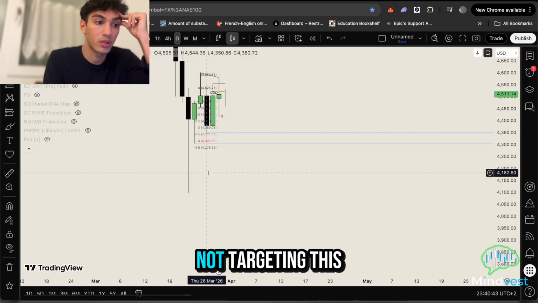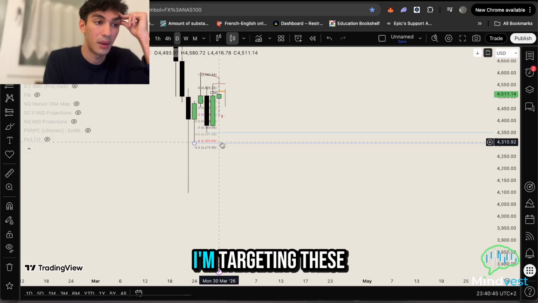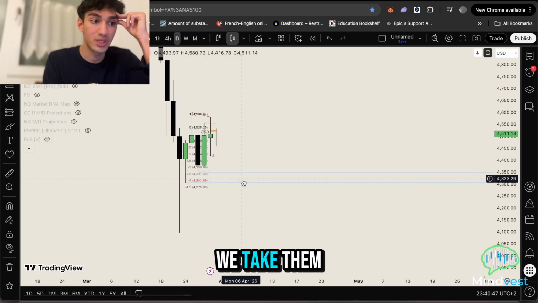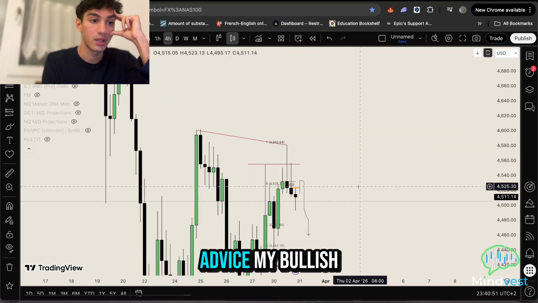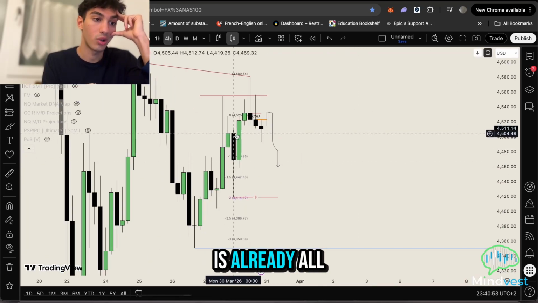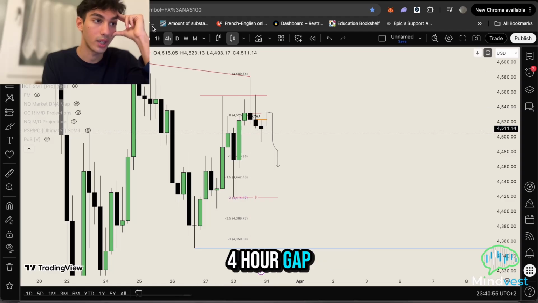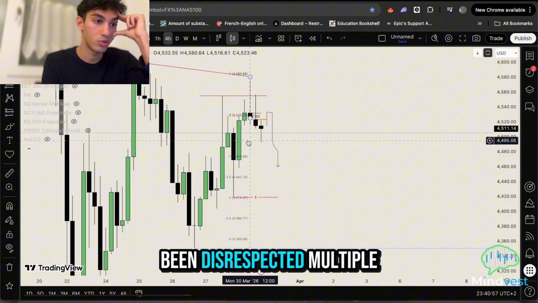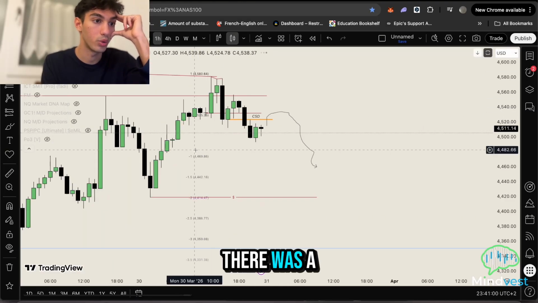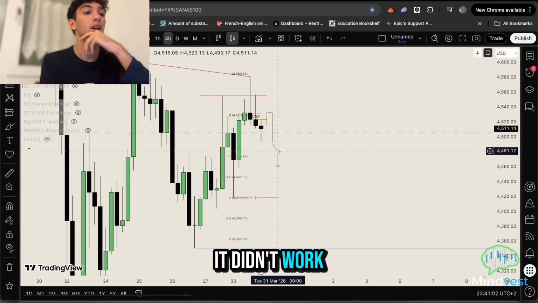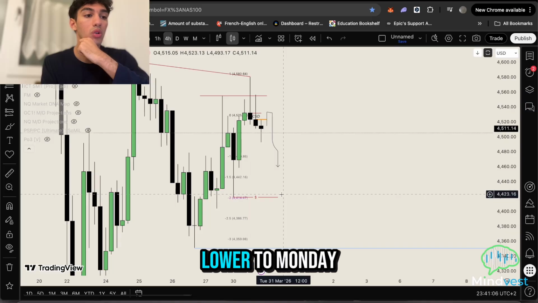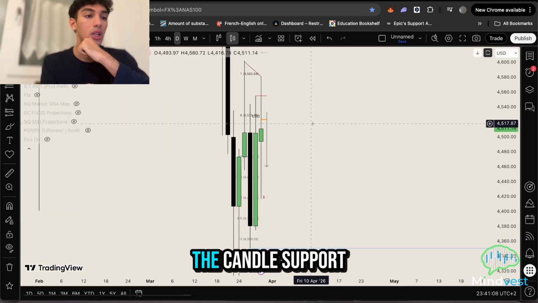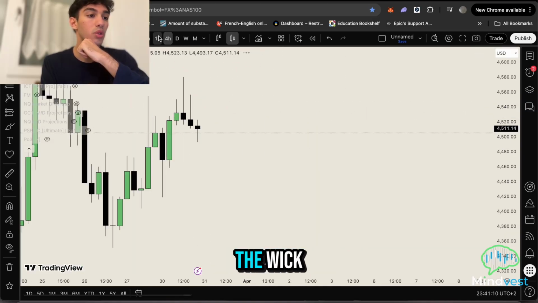And you can see how I'm not targeting this low. I'm targeting these intra lows because I think if we take them out, then we'll definitely go higher, right? So that's my bias. My bullish bias is already invalidated from this 4-hour gap. It's been disrespected multiple times. There was a 4-hour 3-stage, it didn't work for today. So I'm definitely thinking that we will go lower to Monday low for tomorrow. The candle will support it as long as we support the wick.